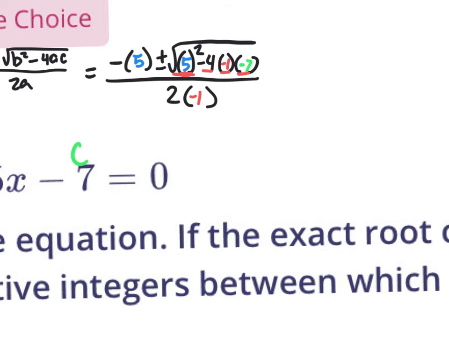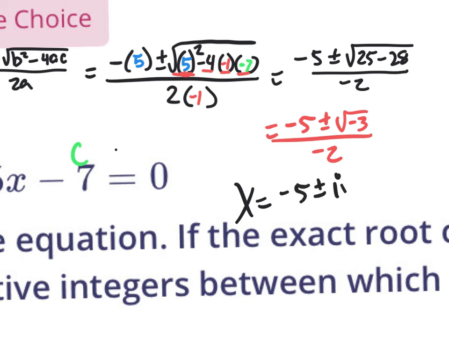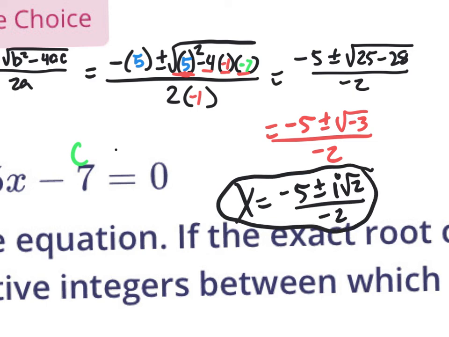And let's write that. We have negative 5 plus or minus, we said 25 minus 28, and it is all over negative 2. So we really have negative 5 plus or minus the square root of negative 3 all over negative 2. And of course, the only thing we should do with the square root of negative 3 is pull out that negative and get an i on the outside. So we really have x equals negative 5 plus or minus i square root of 3 all over negative 2. So it looks like our answer is imaginary.